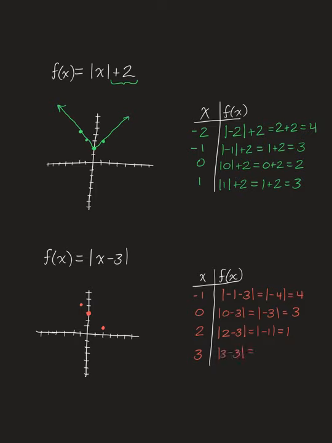So 3 minus 3 is 0. The absolute value of 0 is 0. So my coordinate point is 3, 0. One more, let's do 4. 4 minus 3 is 1. The absolute value of 1 is 1. So your coordinate point is 4, 1.